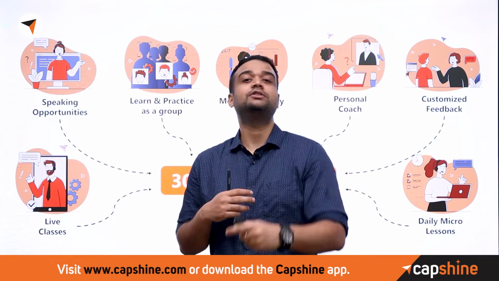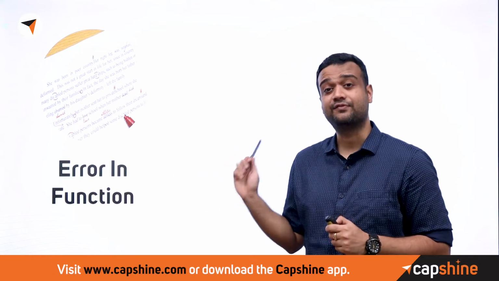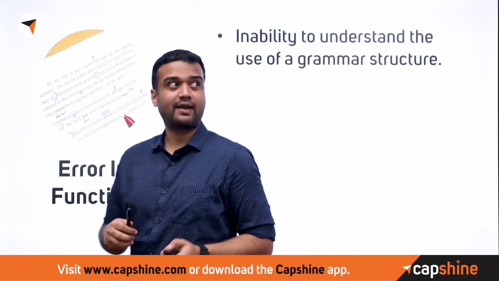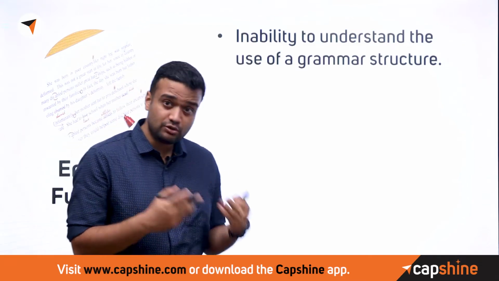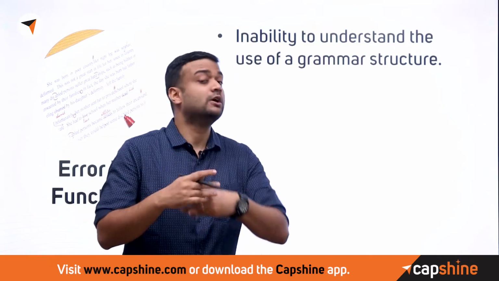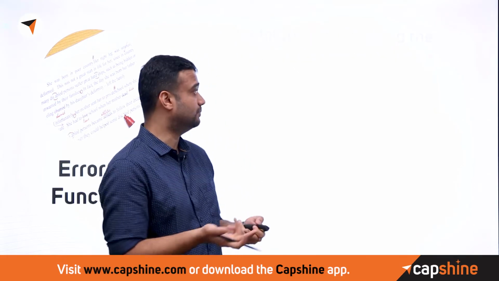Awesome. Let's continue to talk about grammatical mistakes. Let's talk about errors in function. These kinds of errors are because of your inability to understand the use of the grammatical structure itself. You don't necessarily understand why the grammar rule is used or how it should be used.